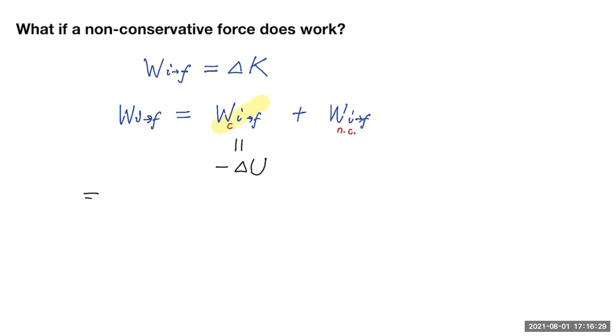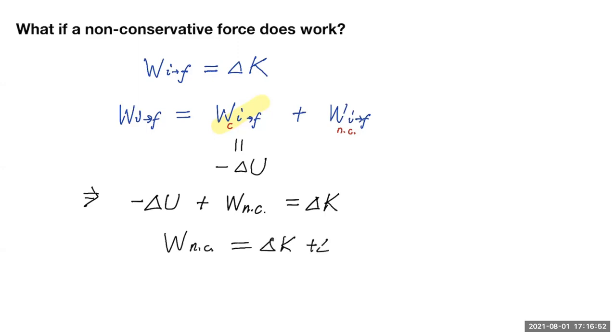So then we have negative delta U plus the work done by the non-conservative force, NC, and that equals delta K, right? So I'm going to move this negative delta U to the other side. Then I get W non-conservative equals delta K plus delta U. Now, as you know, this is just delta E. So you see, the mechanical energy E is no longer conserved because delta E is not equal to 0. Rather, it is equal to the work done by the non-conservative force.